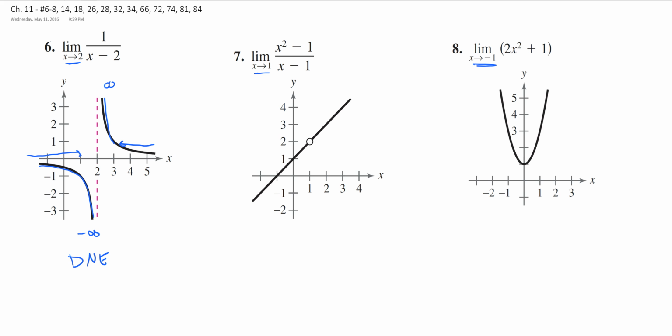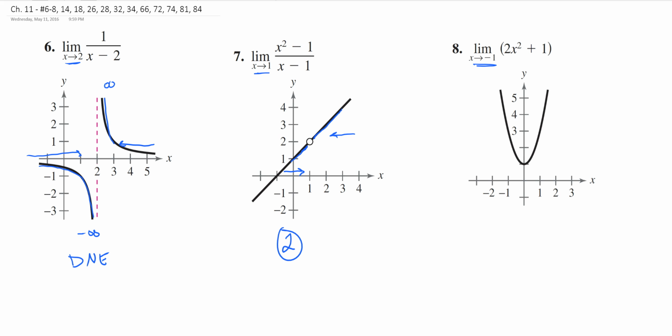For number 7, as x approaches positive 1 from the left-hand side, my y value is approaching positive 2. It looks like my graph is getting closer and closer to 2. And as I approach positive 1 from the right-hand side, my graph is coming down and approaching positive 2 as well. So since the limit from the left and right approaches the same value, my limit is 2. Now it does not matter that the function doesn't actually exist at that point. It's just what it appears to be approaching at that point.